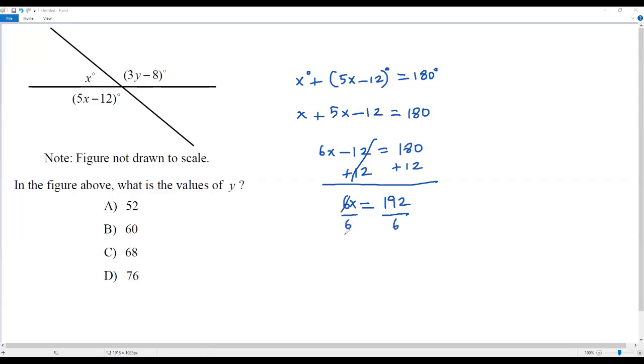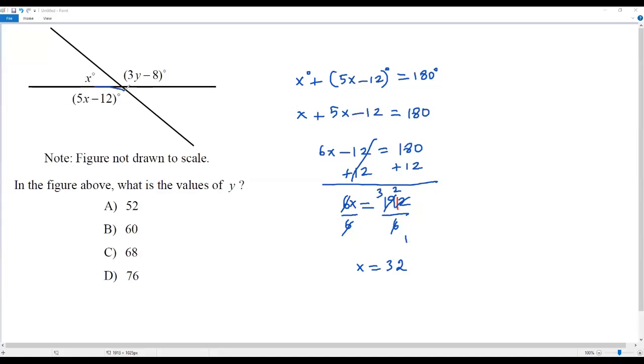Then the 6 will cancel out. 6 goes into 6 one time. 6 goes into 19 thrice, and 3 times 6 is 18, and we have 1 left in 19. If I take that 1 along with the next digit 2, it will become 12, and 6 goes into 12 twice. So I get x equals 32. Now I got the value of x, that is 32.